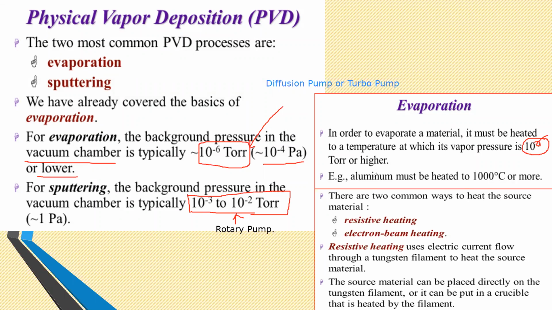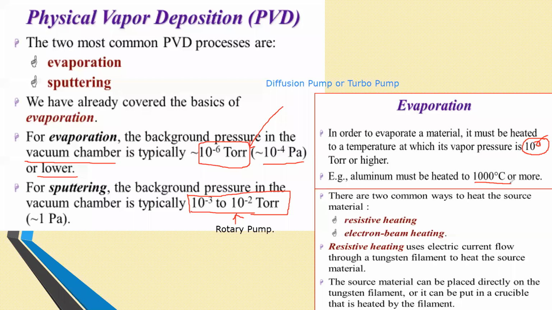For example, aluminum must be heated at 1000 degrees Celsius or more. So inside the thermal evaporation system, if we want to deposit aluminum material onto a particular substrate, at that time inside the chamber we need a temperature of 1000 degrees Celsius.